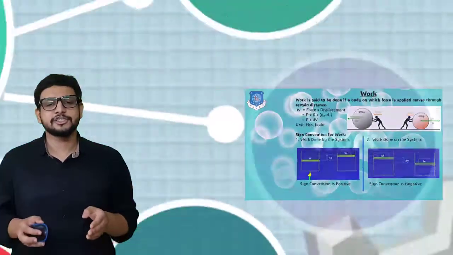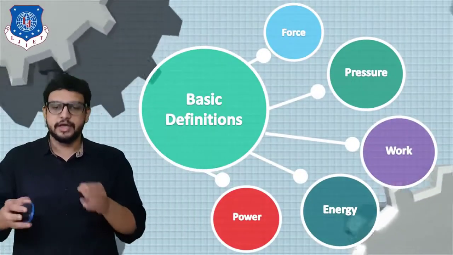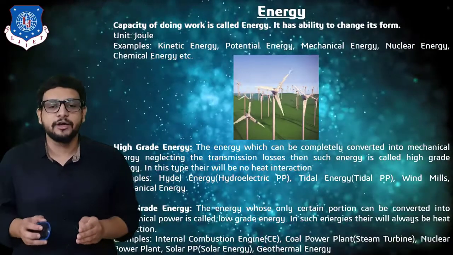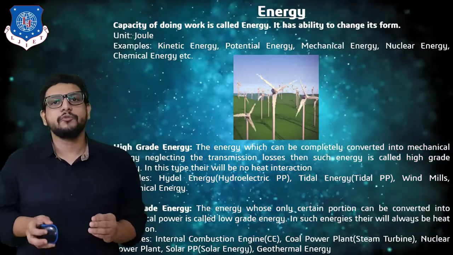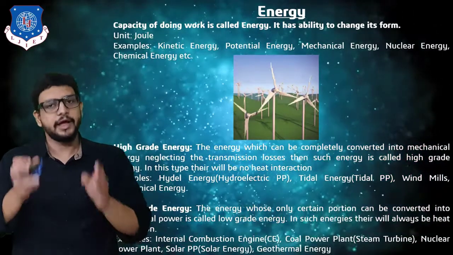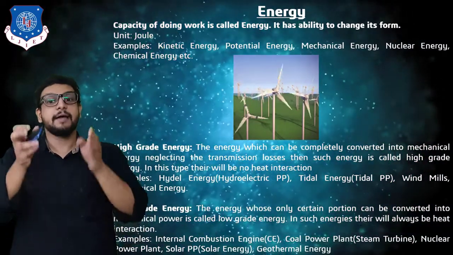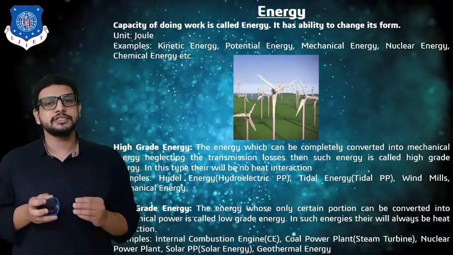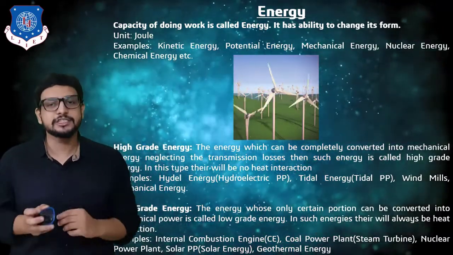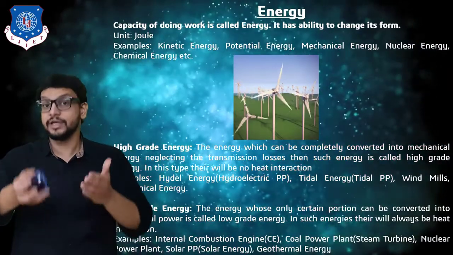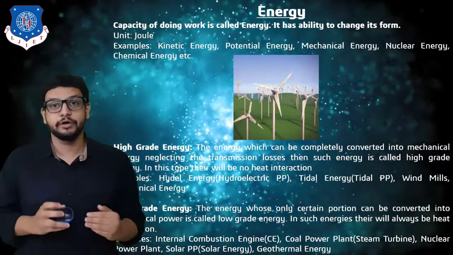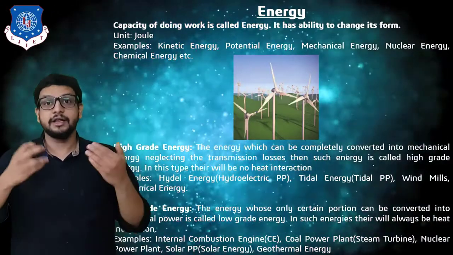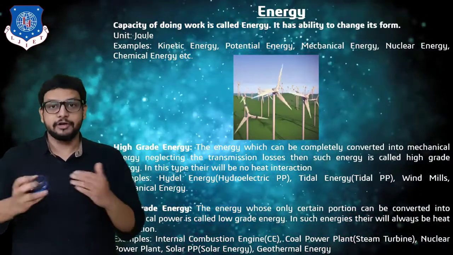Okay, so let's see our next term, that is energy. Let's begin. Now we know the basic definition of energy: the capacity of doing work is called energy. We would say it has an ability to change its form. What is the unit of energy? We would say joule. We have discussed various types of energy, such as nuclear energy in our topic prime mover, then kinetic energy, potential energy, chemical energy of a fuel, etc.